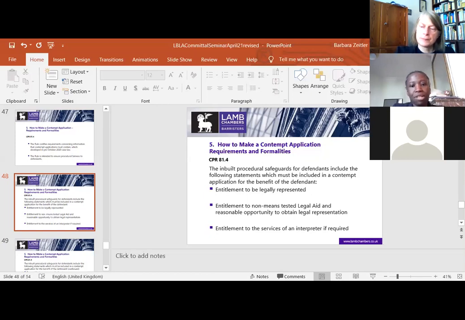The defendant may not have English as their first language. Well, in those circumstances, they may be entitled to the service of an interpreter, and this also should be notified to them as required by CPR 81.42K.